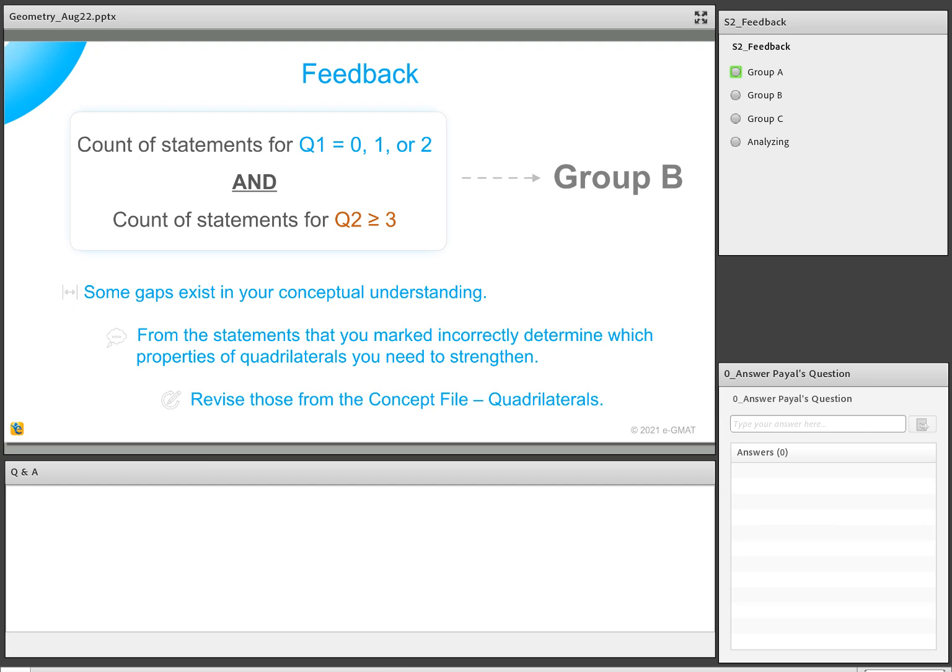For group B, students who have marked 0, 1 or 2 for the first question and greater than or equal to 3 for the second question, there are certain gaps in your conceptual understanding. There are certain things that you need to patch up, and that is the reason I would want all of you to revise the concept file that was sent to you. And again, if you do not have access to that, simply log into your e-GMAT account. You'll be able to see all those concept files in the free trial, even if you're not a student.